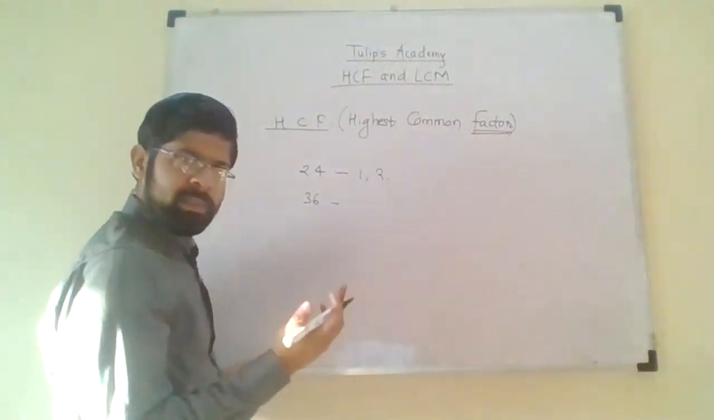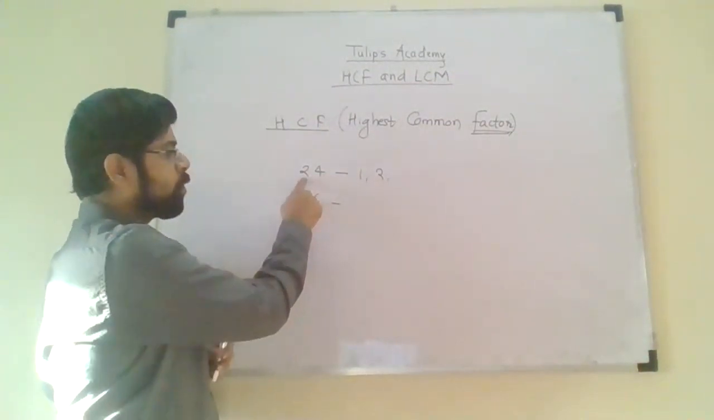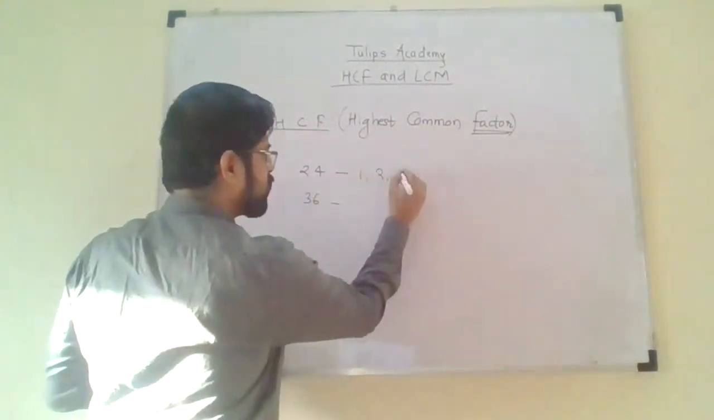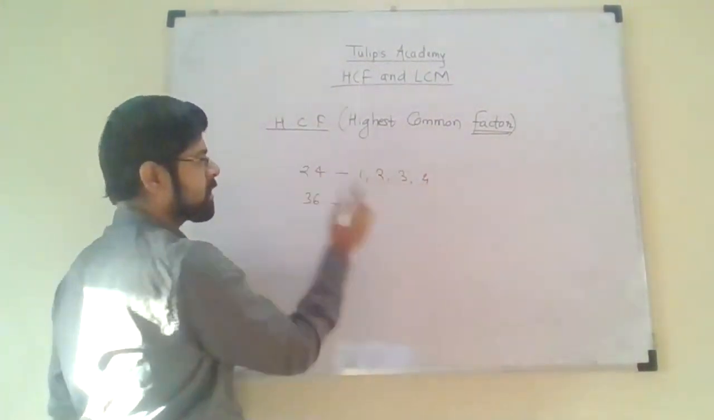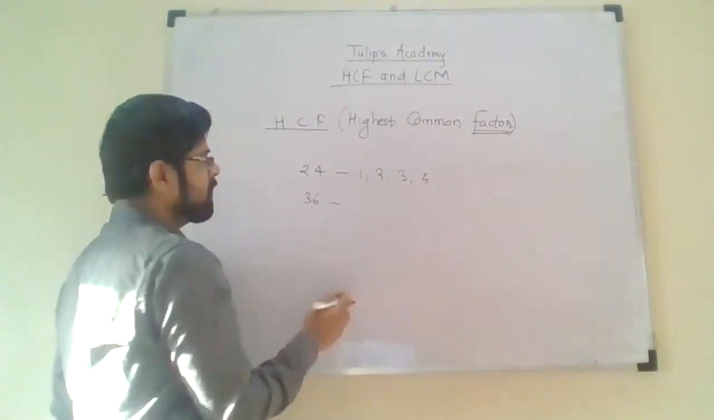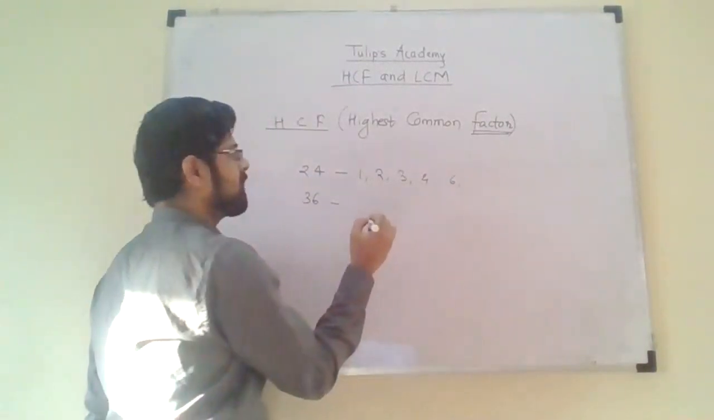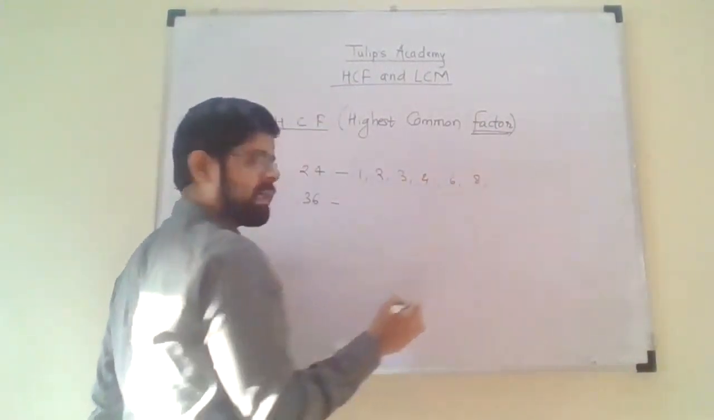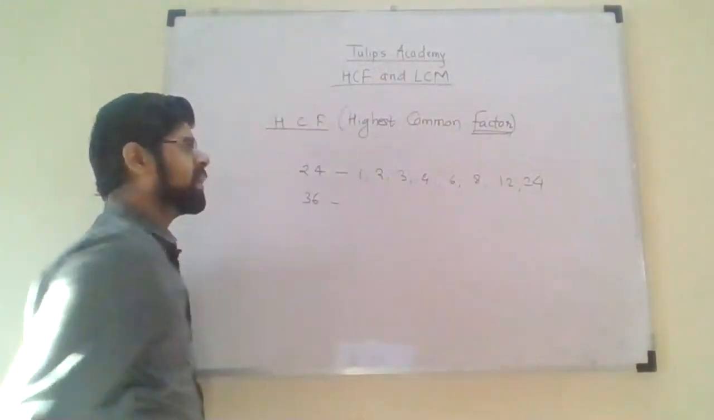Is it divisible by 3? Yes, it is divisible by 3 also, because if you add the digits, 2 plus 4 is 6, so this number is divisible by 3. It is also divisible by 4, since 4 sixes are 24. Not divisible by 5 because the units place does not contain 5. It is divisible by 6, 6 fours are 24. Then it is divisible by 8, 8 threes are 24. Then it is divisible by 12, and then by 24.